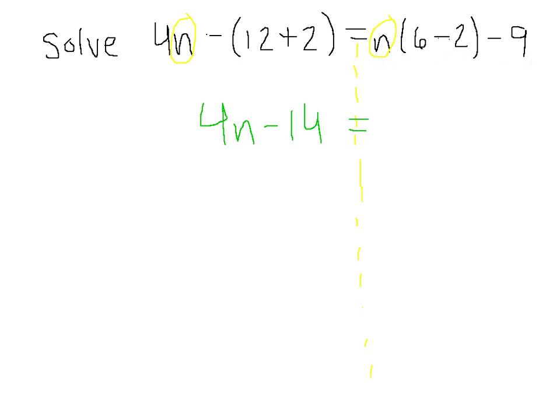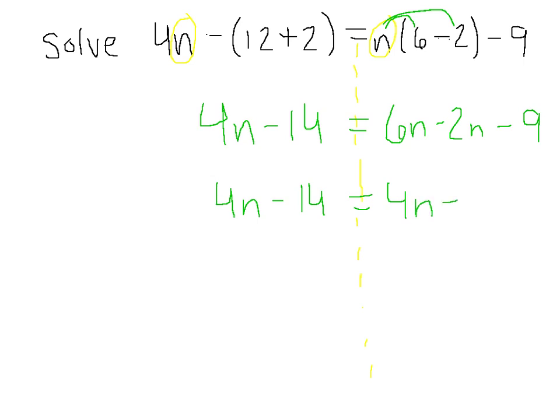Here on the other side, we can either subtract these first and multiply by n, or I can distribute. Really doesn't matter, so I'm going to show you the distribution property here. So when I distribute, I have 6n minus 2n, and then I have a minus 9 here at the very end. So I'm going to go ahead and add my like terms. I still have a 4n minus 14, but on the other side becomes 4n minus 9.